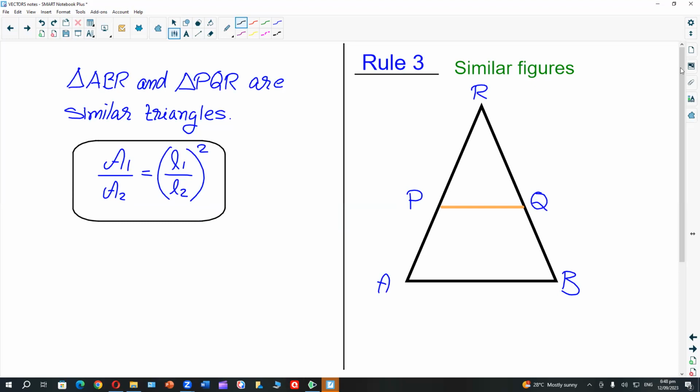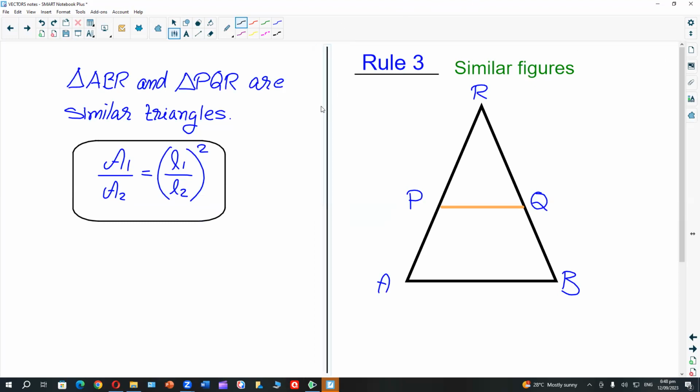So when you apply this method on similar figures, how are vectors tackled? If two figures are similar, their vectors can be resolved by this formula: A1 upon A2 is equal to L1 upon L2 whole square. The ratio of areas is the square of the ratio of the two sides. So you have to copy rule number 3.